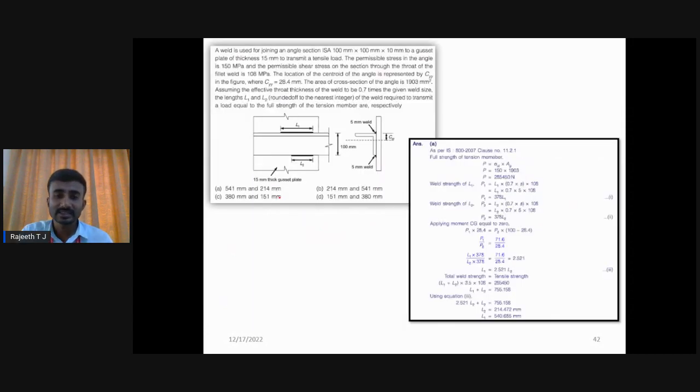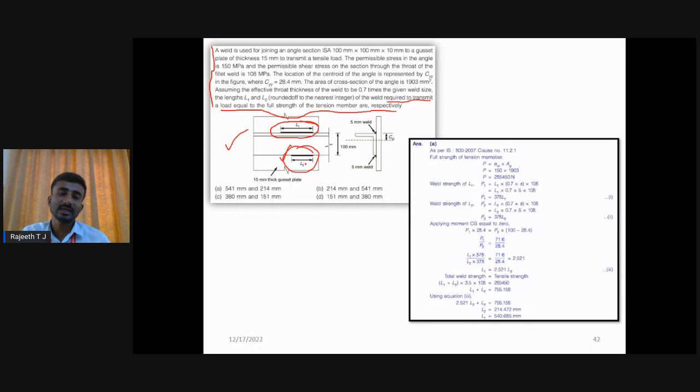So this is a last year question paper problem. If you want to read the question, it will take 2 minutes, so here they directly gave the figure. What they want here is the weld length required to transmit a load equal to the full strength of the member. Nothing but here you want the L1 value and also the L2 value. So here they gave the figure. What we want here is L1 and L2.